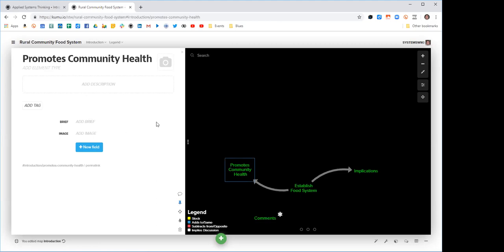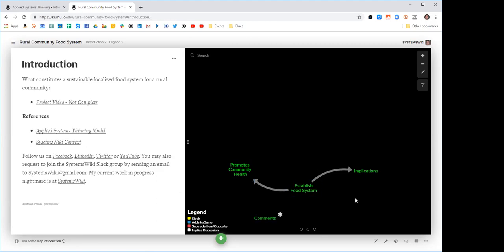So at this point I think we have a sense of the negative implications of not doing this. And we have a sense of the benefit that it would provide by doing it. Then what is it that we have to do to actually foster the development of a localized, sustainable food system? That's what's going on.